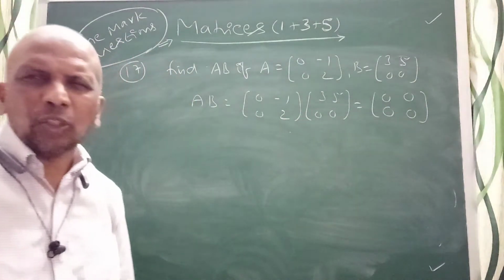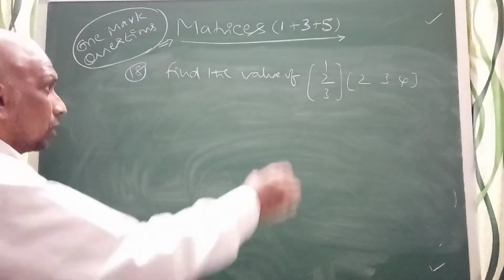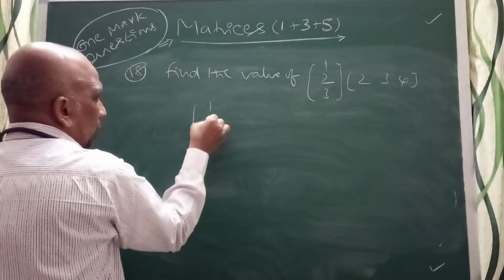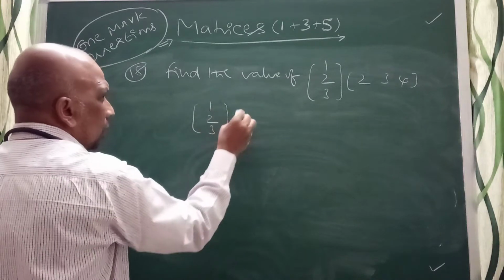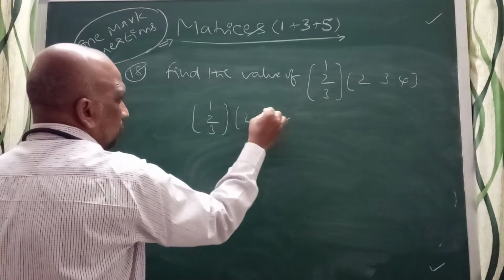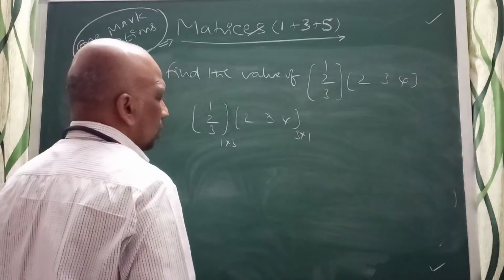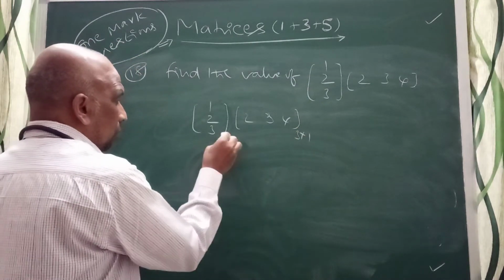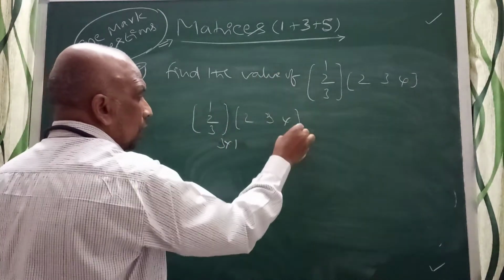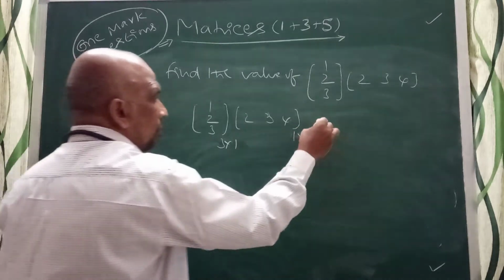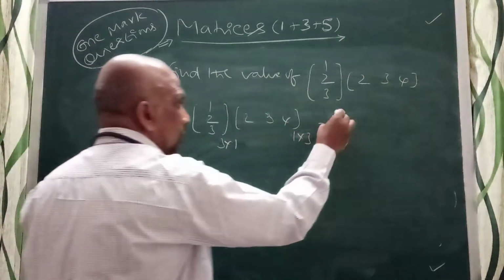Next one, I will discuss the next one. In this problem, this model is very important. When you are multiplying 1, 2, 3 and 2, 3, 4, so this is a matrix of 3 rows, 1 column, which is 3 by 1, and this is 1 row, 3 columns, 1 by 3. To multiply, the product will be 3 by 3.